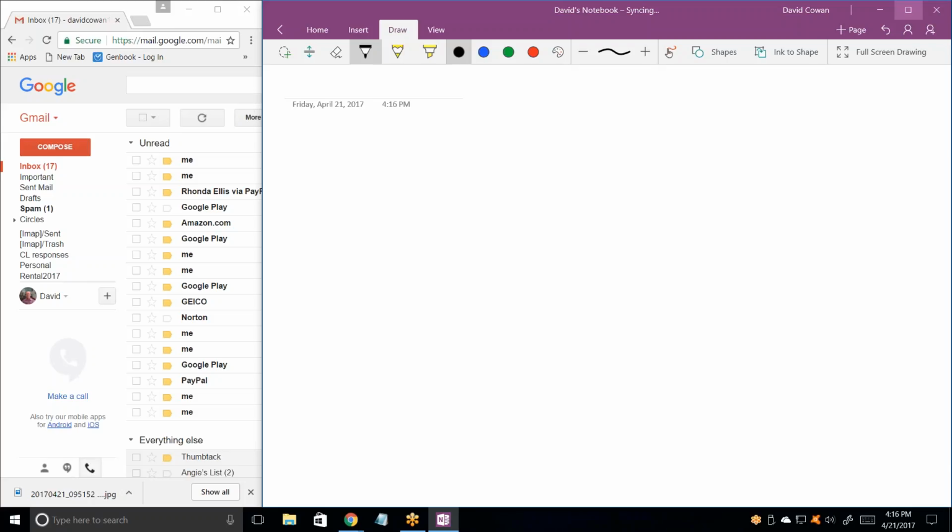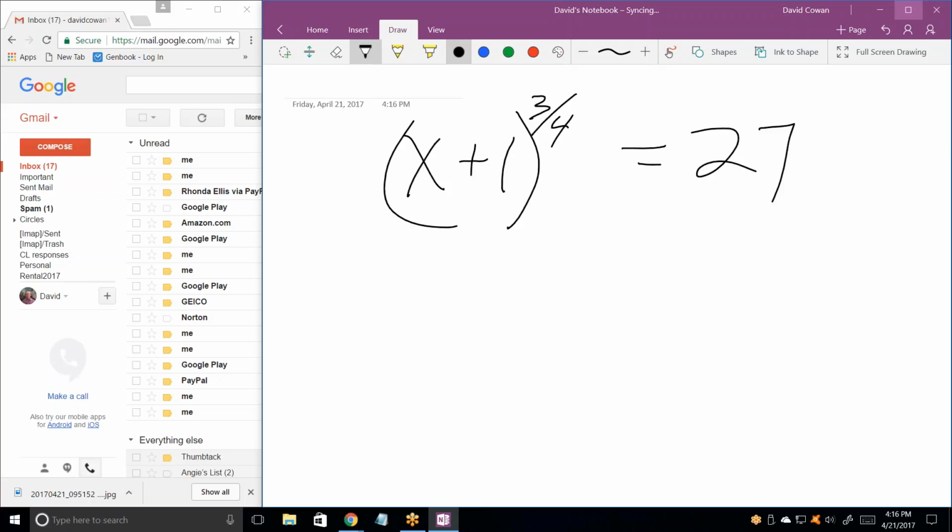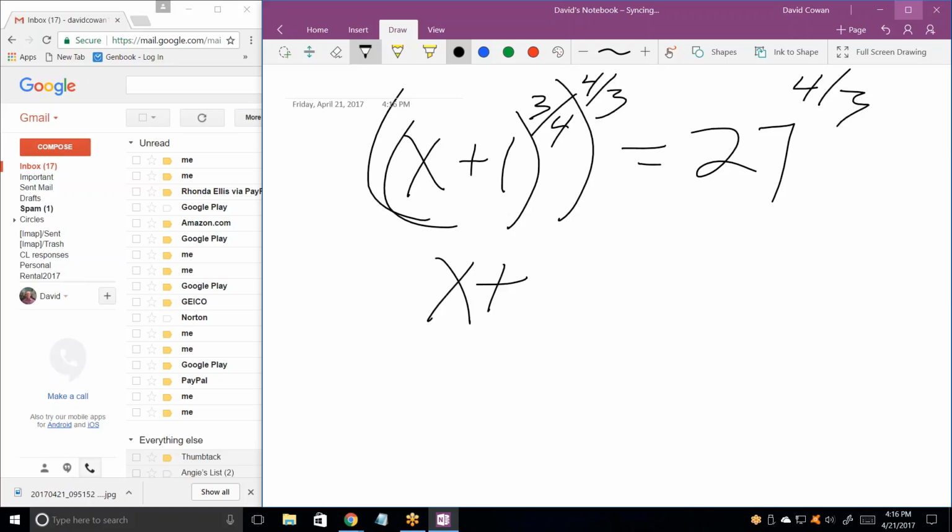Especially for this, there's a lot of things to keep track of. Here's another one. That one was kind of easy. This is x plus 1 exponentiated to the 3 over 4 equals 27. First step would be to exponentiate both sides to 4 over 3. That leaves x plus 1 on the left. What's 27 to the 4 over 3?